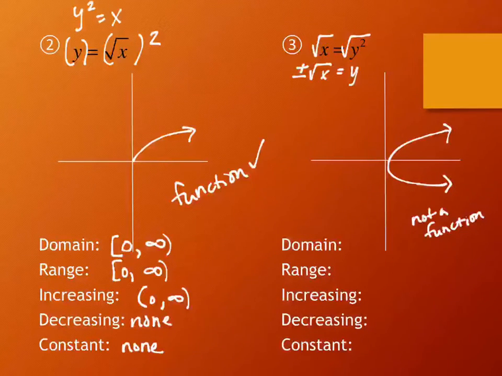What's my domain for number 3? 0 to infinity, just like the last problem. Yes, I have more values, but they aren't giving me any more x values than I had before. But my range is different. What's my range on this one if I'm climbing up the y-axis?